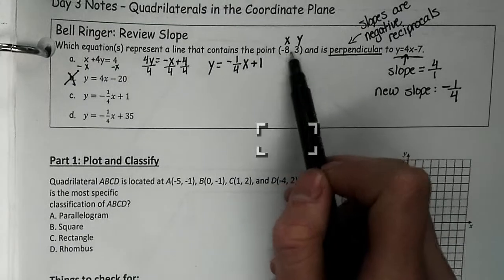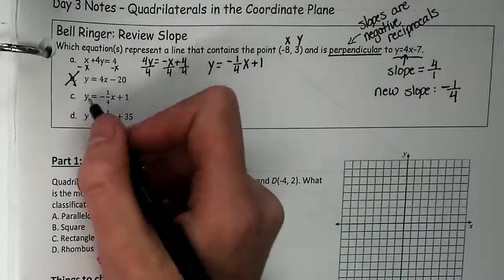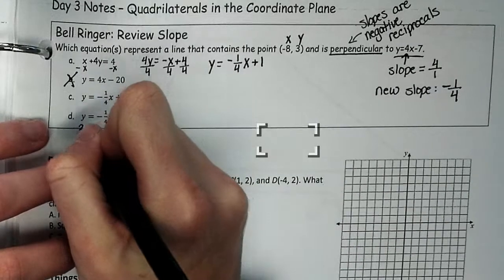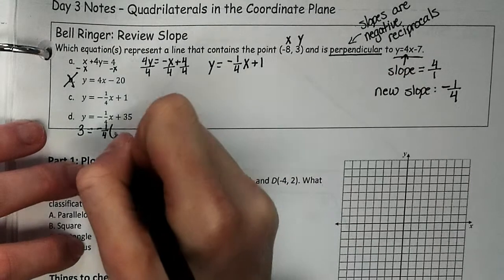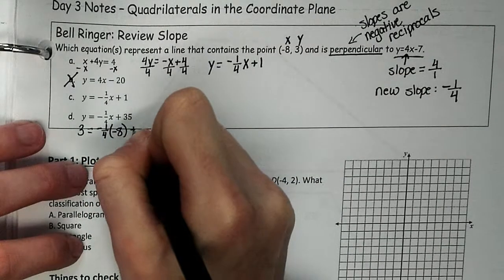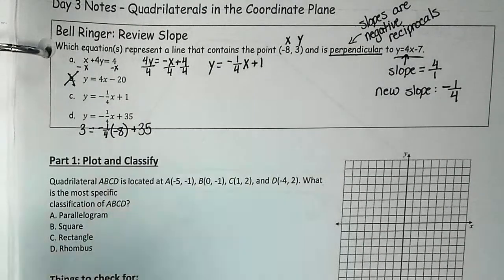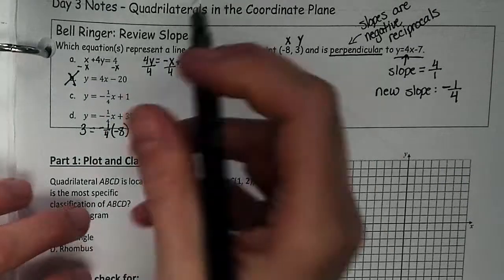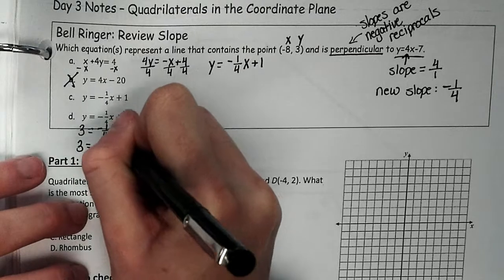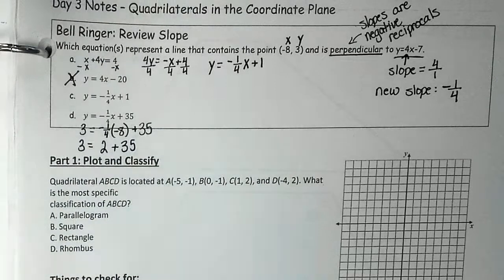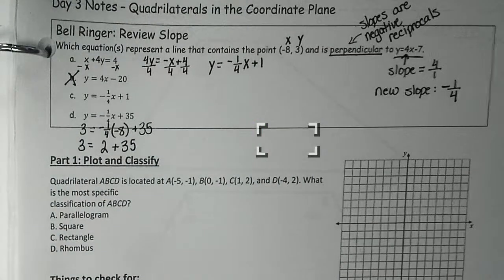And plug in my x and my y. So 3 is equal to negative 1 over 4 times x, which is negative 8, plus 35. Negative 1/4 times negative 8 is 2. Is 3 equal to 2 plus 35?